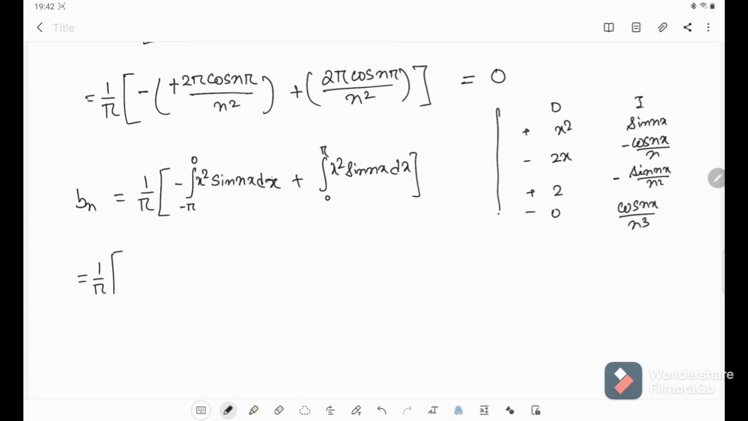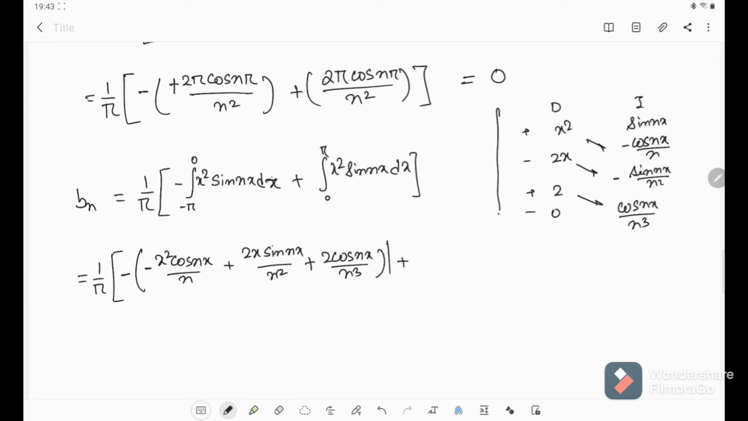So let's write it. Minus x square cos nx by n plus 2x sine nx by n square plus 2 cos nx by n cube, plus limit is minus pi to 0, and the integration value I am writing here: minus x square cos nx by n plus 2x sine nx by n square plus 2 cos nx by n cube, and the limit is 0 to pi.